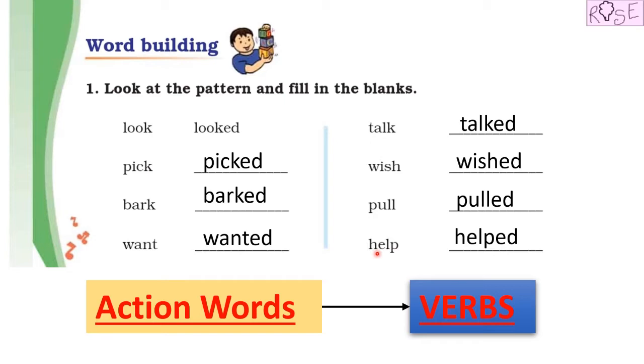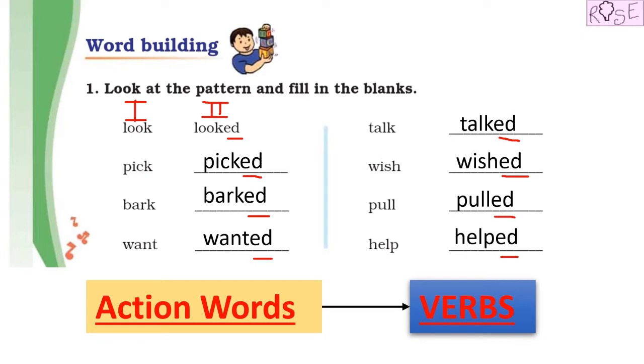But I have one question for you. Why have we changed the form of the verbs? First form is this one. And second form is this one. Why did we add ed in all these words and it changed the form? So why are we changing forms of the verb?